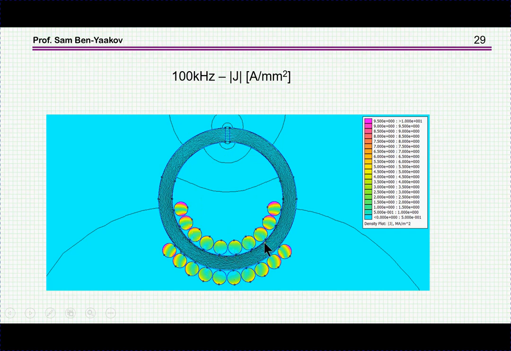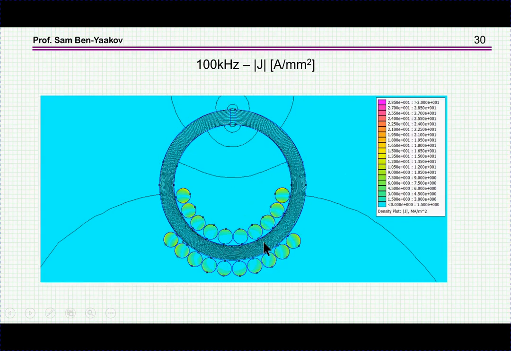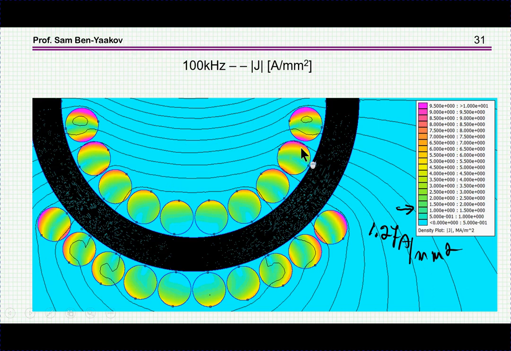We'll summarize everything at the end. And this is another shot of the 100 kilohertz, different color scale. And here we see the 100 kilohertz in a close-up, zoomed picture, which is very nice. We see here the crowding of the current at the edges. We see the magnetic flux here.